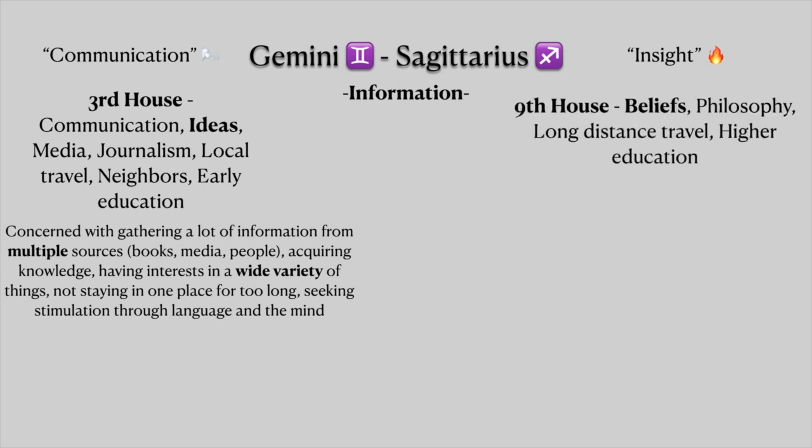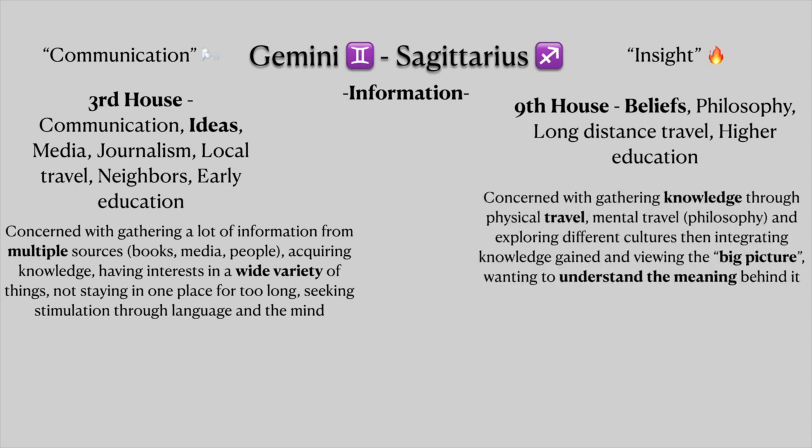Sagittarius rules the 9th house of beliefs, philosophy, long-distance travel, and higher education. Sagittarius is concerned with gathering knowledge through physical travel, mental travel such as philosophy, and exploring different cultures, then integrating knowledge gained and viewing the big picture, wanting to understand the meaning behind it.